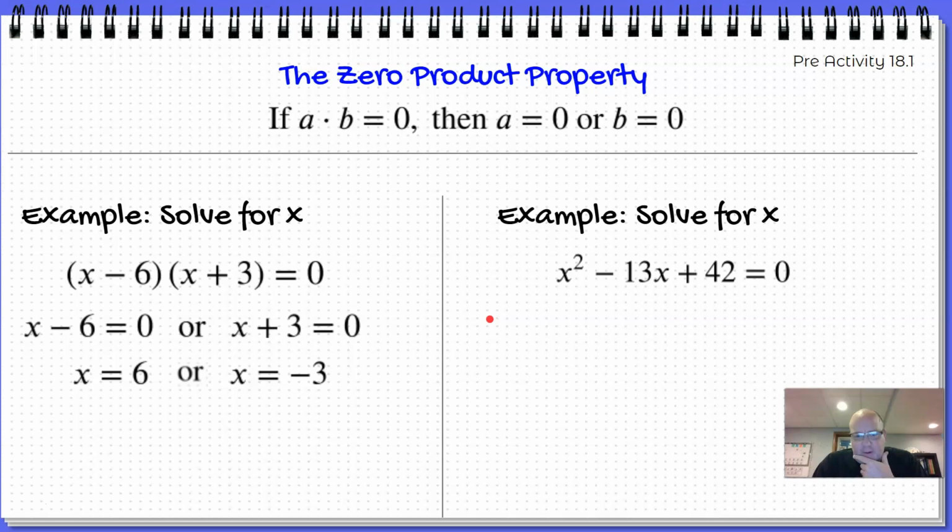And one that's a little bit different, we have this in standard form, x squared minus 13x plus 42.